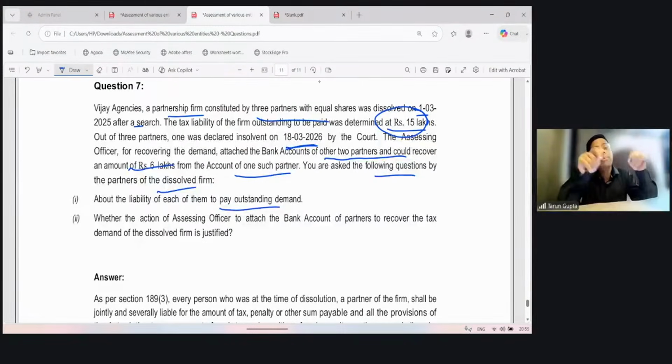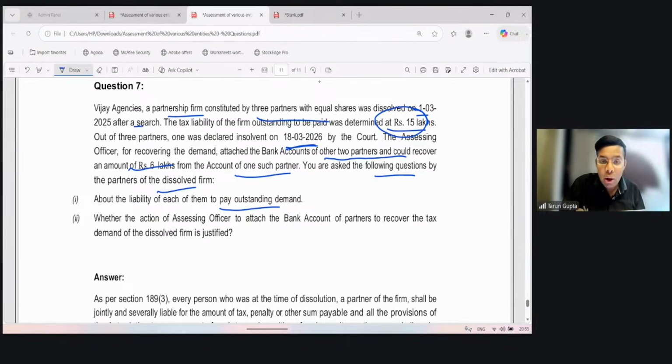See, the words jointly and severally mean they are jointly liable for 15 lakh. They are individually also liable for 15 lakh. If the other 2 cannot pay, the assessing officer is within his right to recover the entire 15 lakh from one partner. Okay. So all of them are liable up to the date of 18th March 2026, when the third partner was declared insolvent. Up to such date, all 3 were liable. And since one partner is declared insolvent on 18th March, subsequent to 18th March, the 2 other partners who are still solvent are liable.